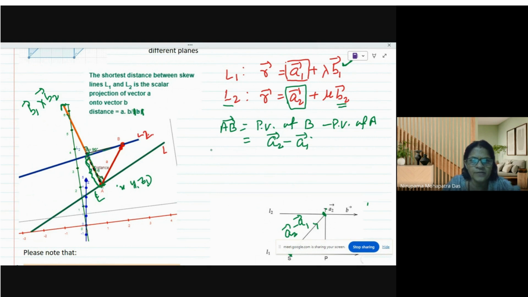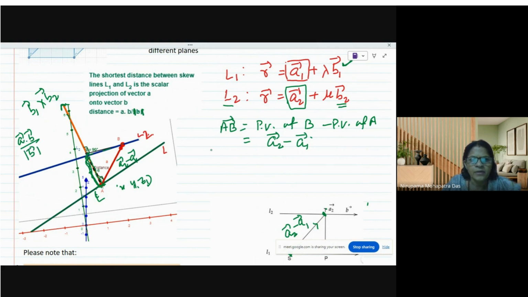Or if you look at this triangle, you can see this length, if I name it maybe AP, is basically the projection of A2 minus A1. This length is your A2 vector minus A1 vector. So this is the projection of A2 minus A1 on B1 cross B2 vector. And we know the projection of A on B is A dot B divided by magnitude of B.